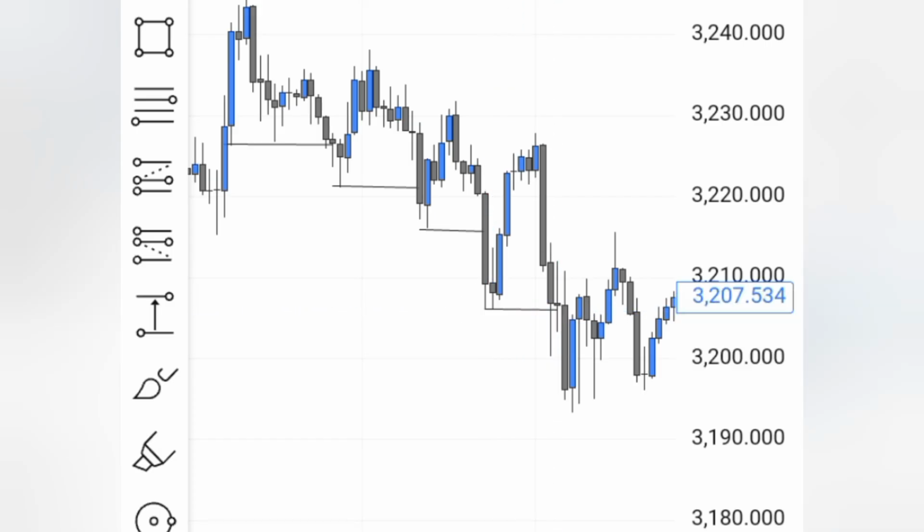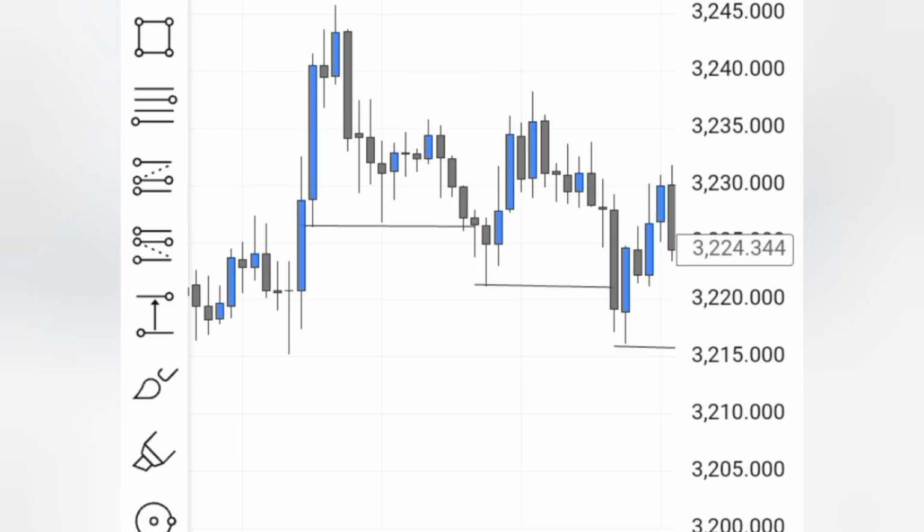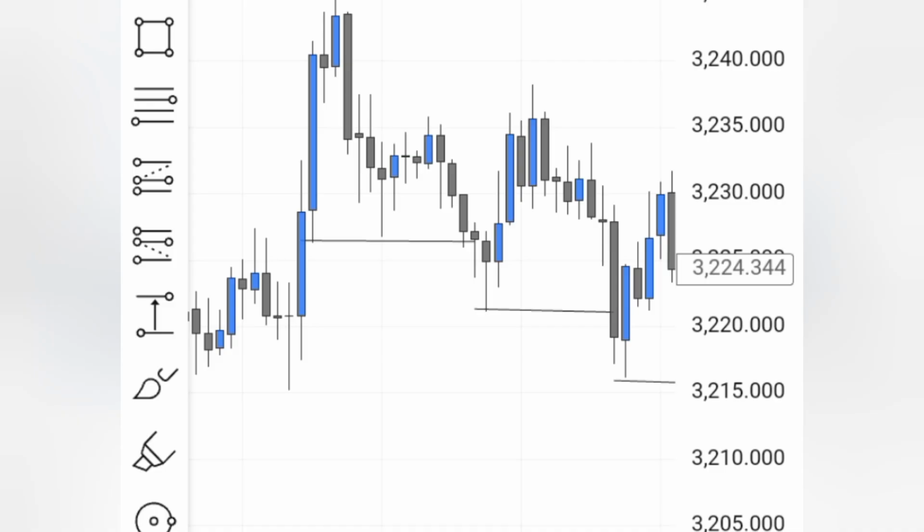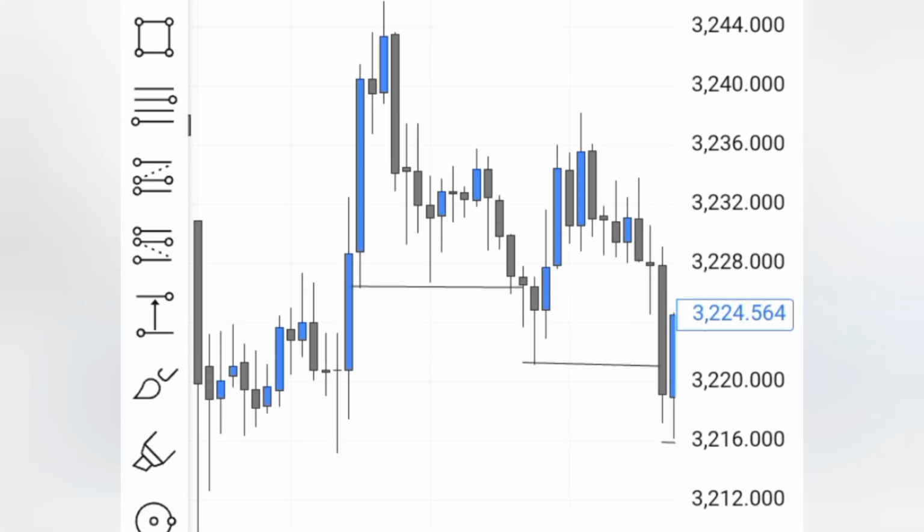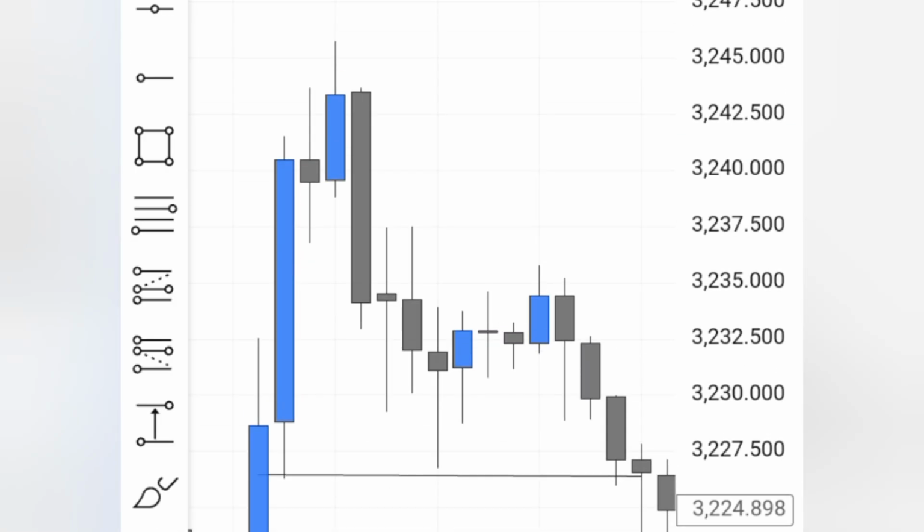So now let's come to this first example. After this low being broken right here, as you can see, the market comes back to our fair value gap. This is it.